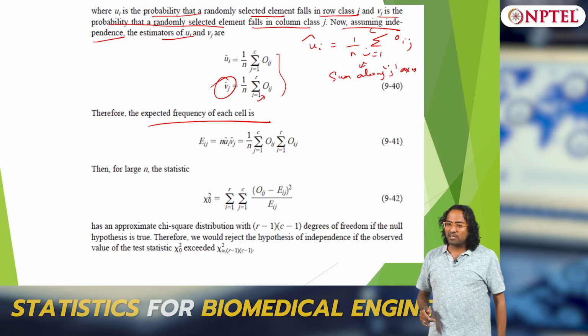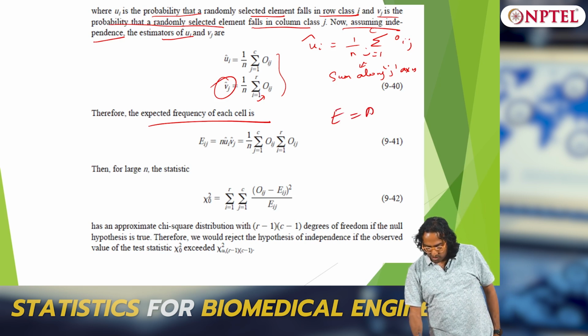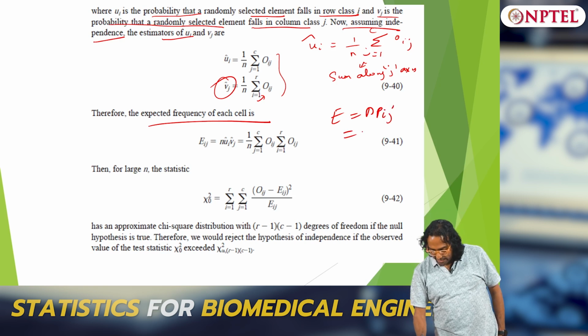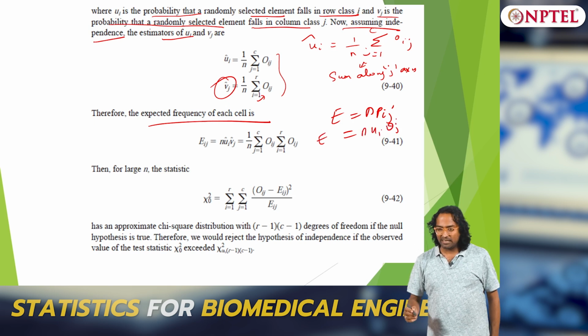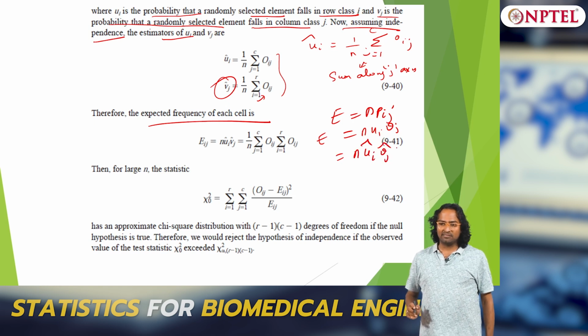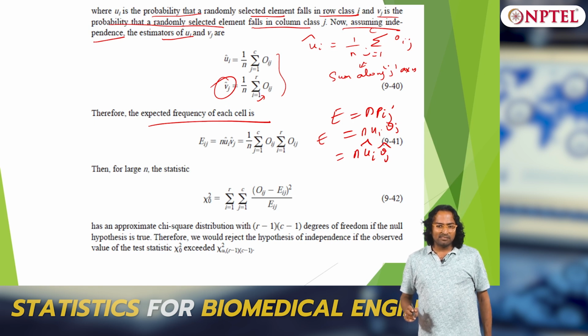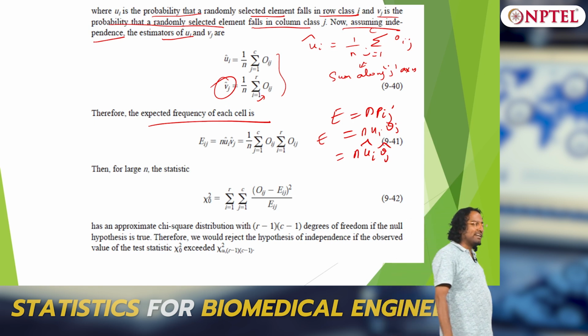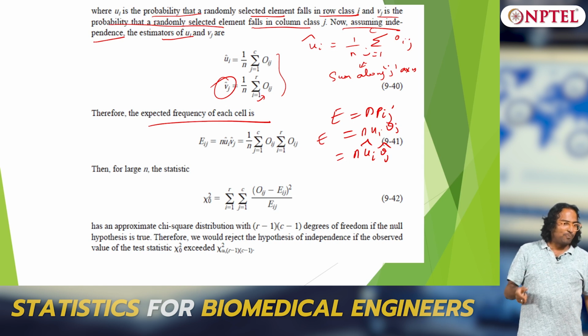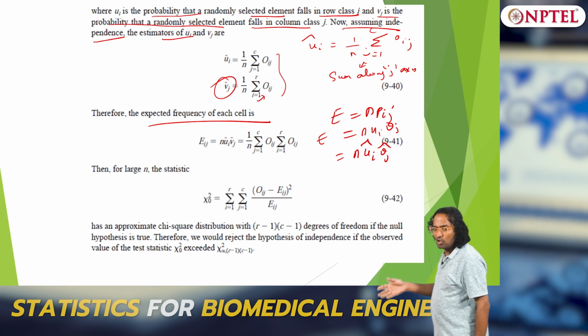Then what is my expectation? Expectation is n Pij. Now, assuming they are independent, this should be n ui into vj, and I have the estimate of it, so that should be n ui hat into vj hat. Clear, right? Ideally the expectation is n Pij, and I have assumed that the underlying population is independent, so Pij should be equal to Pi into Pj, or ui into vj.